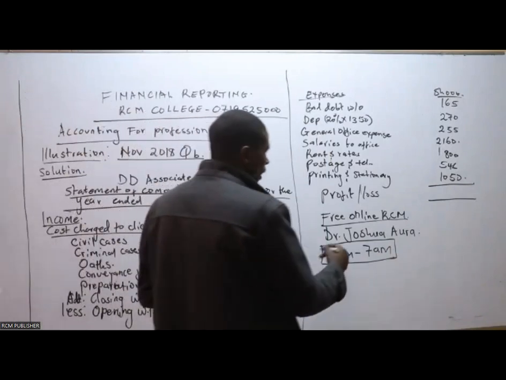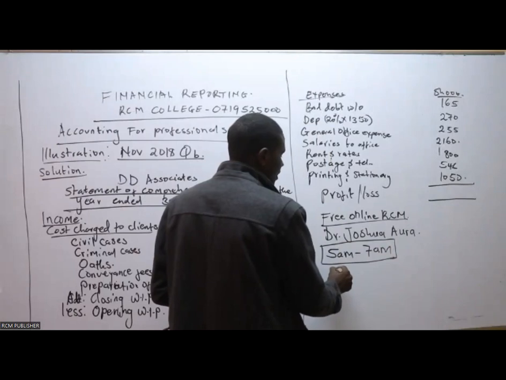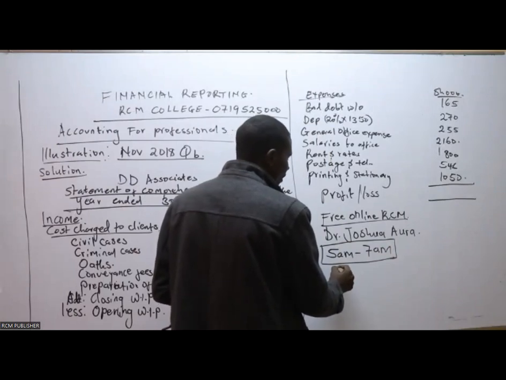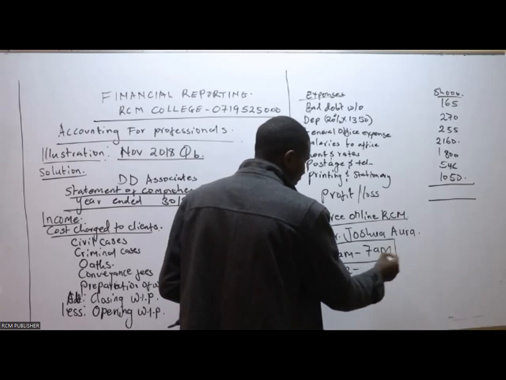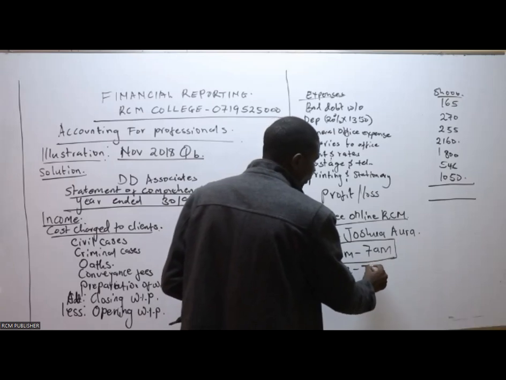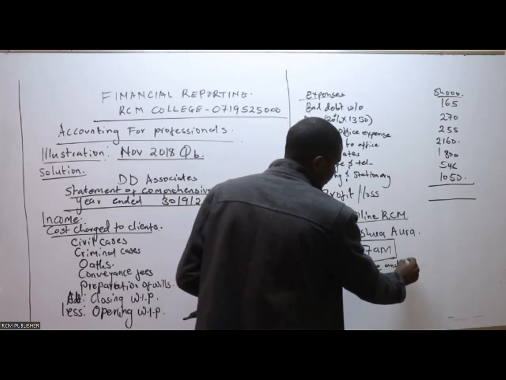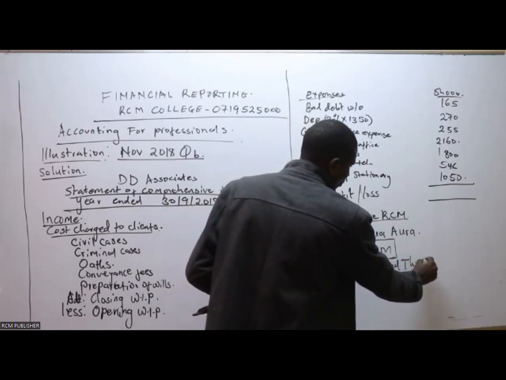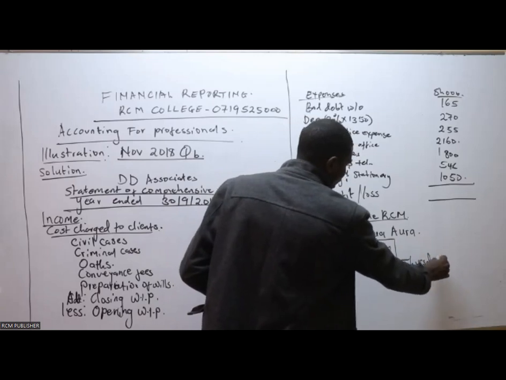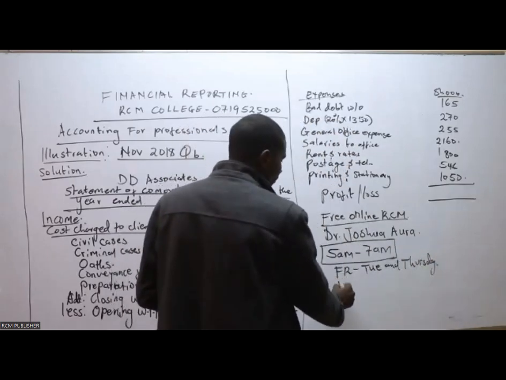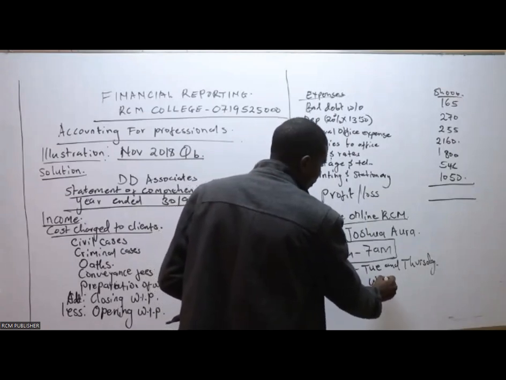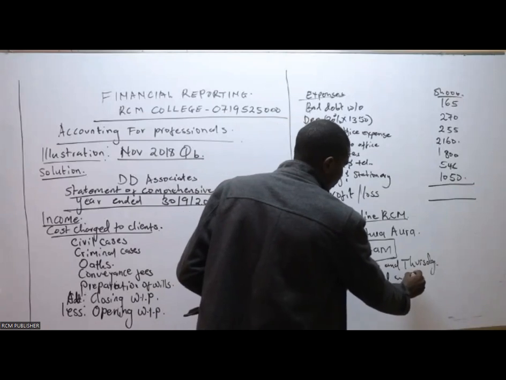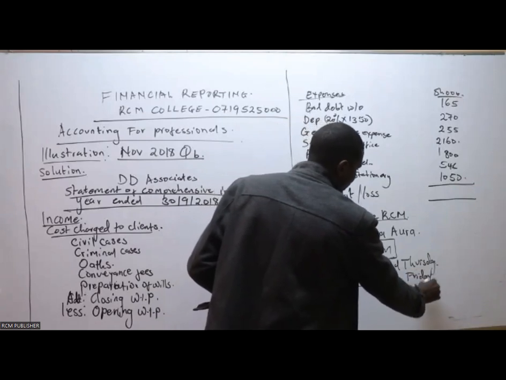So our schedule for the early morning classes is that we have financial reporting for 3 days, including Saturday, on Tuesday and Thursday. In fact, tomorrow morning we shall be having a class. Then we have financial management on Wednesday and Friday.